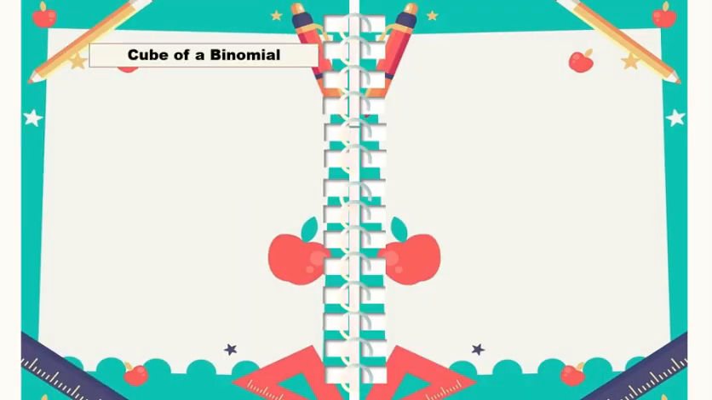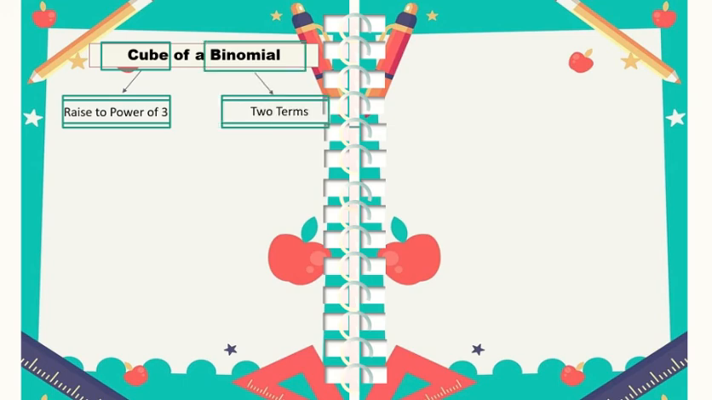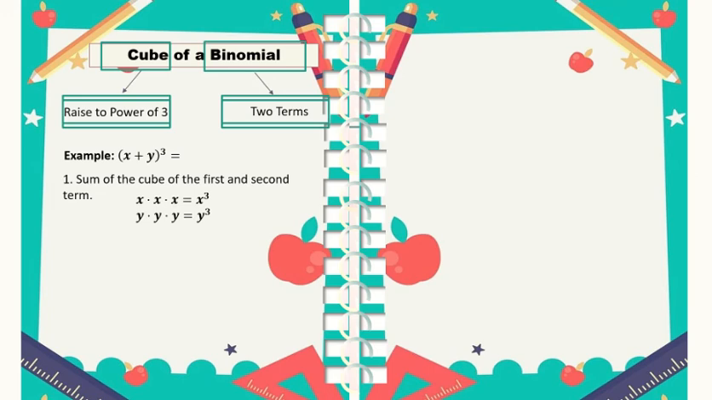Next, we have another type. It is cube of a binomial. When you say cube, it is raised to the power of 3. When you say binomial, it has two terms. For example, I have here quantity x plus y cubed. First, we're going to get the sum of the cube of the first and second term. So here, our first term is x, second term is y. X cubed plus y cubed.